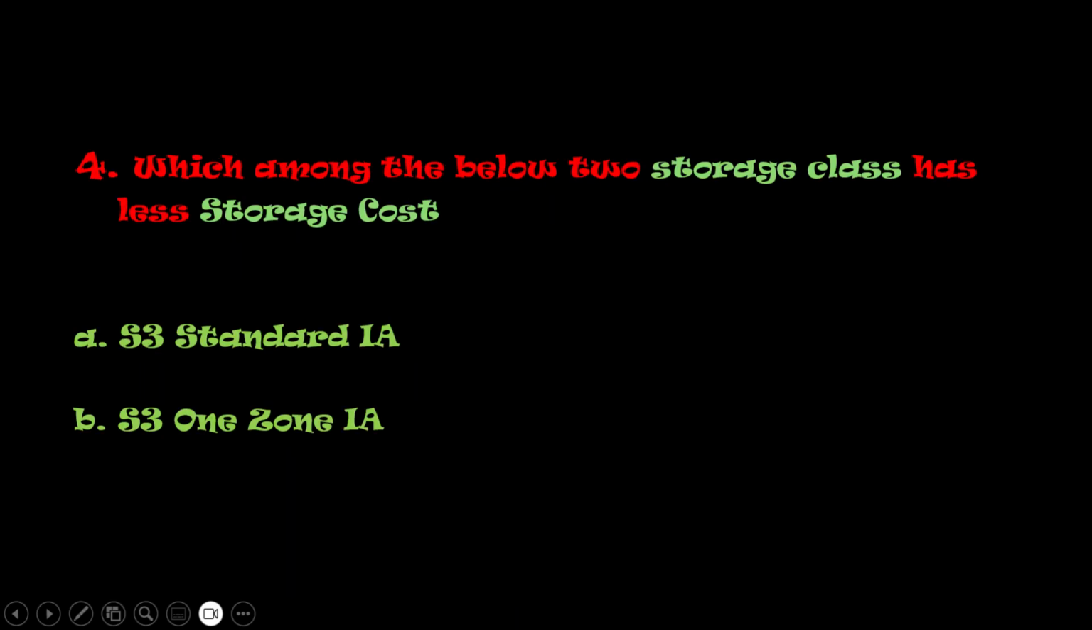And the last question is, which of the two storage classes has lesser storage cost? S3 one zone infrequent access or S3 standard infrequent access? And the answer is S3 one zone infrequent access because of its reduced availability.